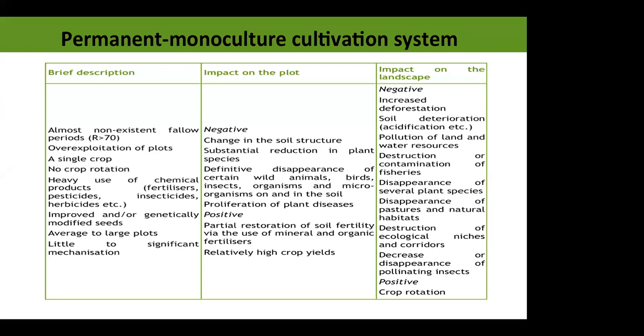So also there's disappearance of pastures and natural habitats in this environment. Destruction of ecological niches and corridors, and then decrease or disappearance of pollinating insects. This type of system has a lot of negative impact on the landscape, and the only positive impact is that there's crop rotation, because inside the monoculture you can grow certain crops also within the rows, and then you can practice crop rotation.